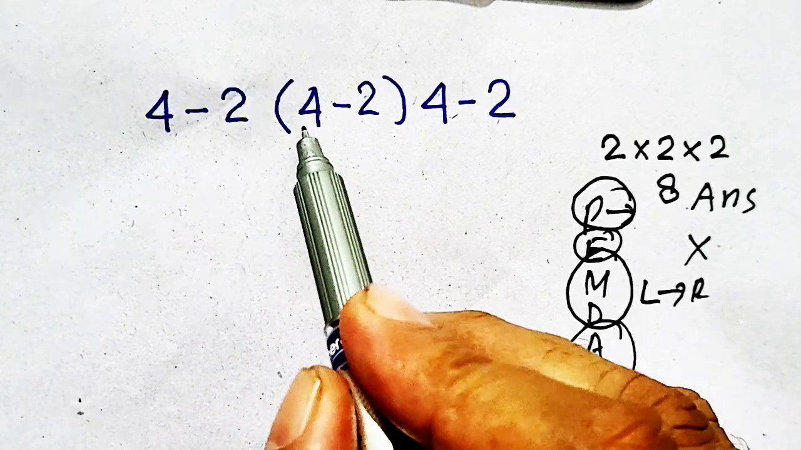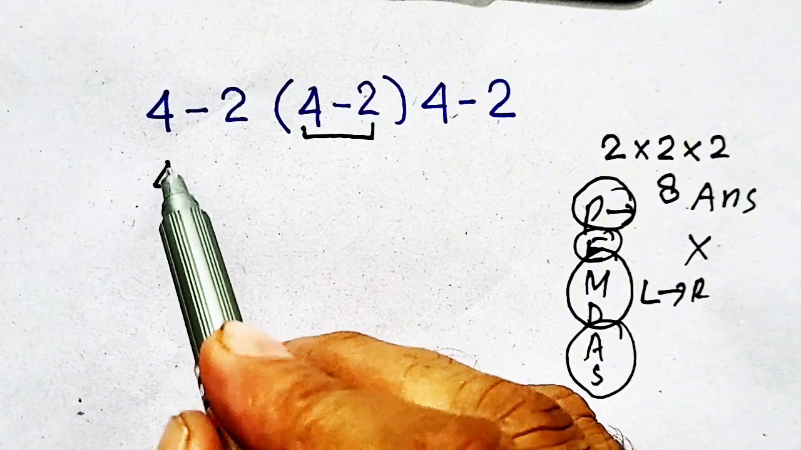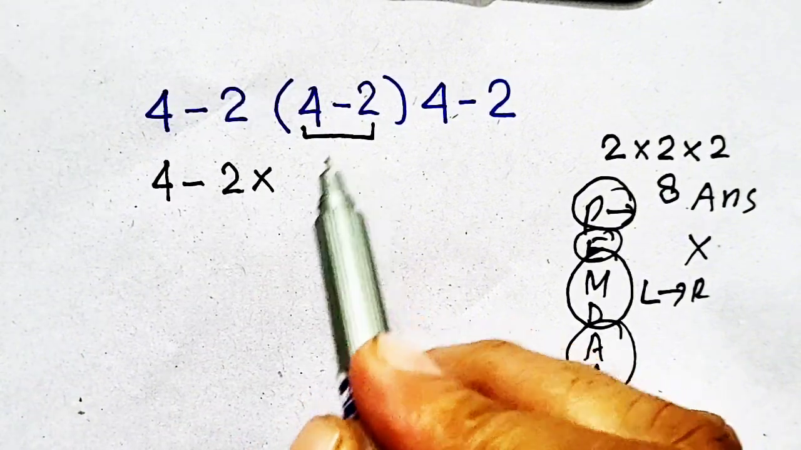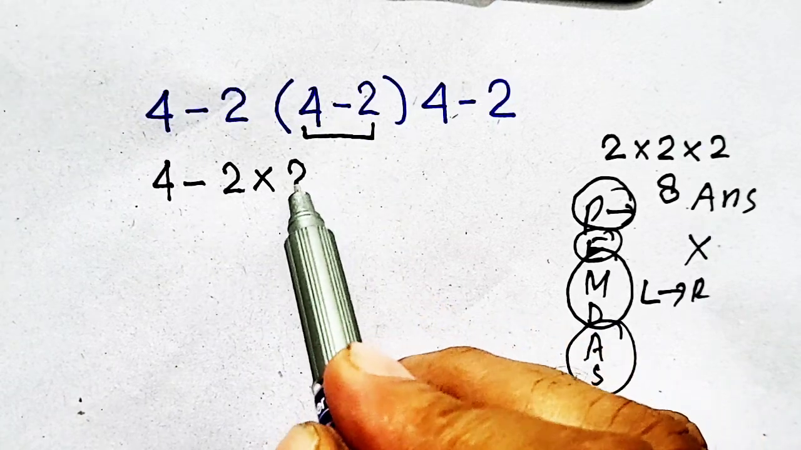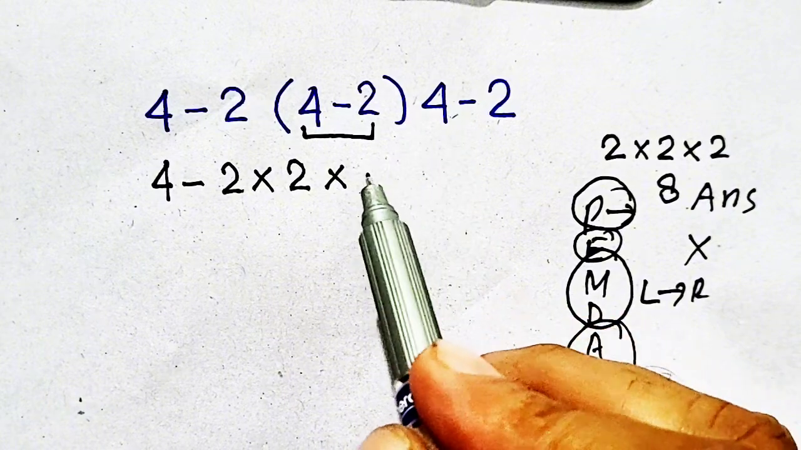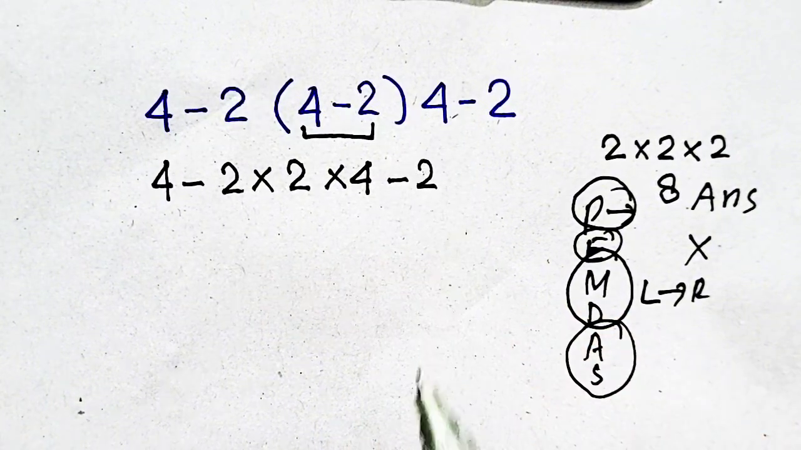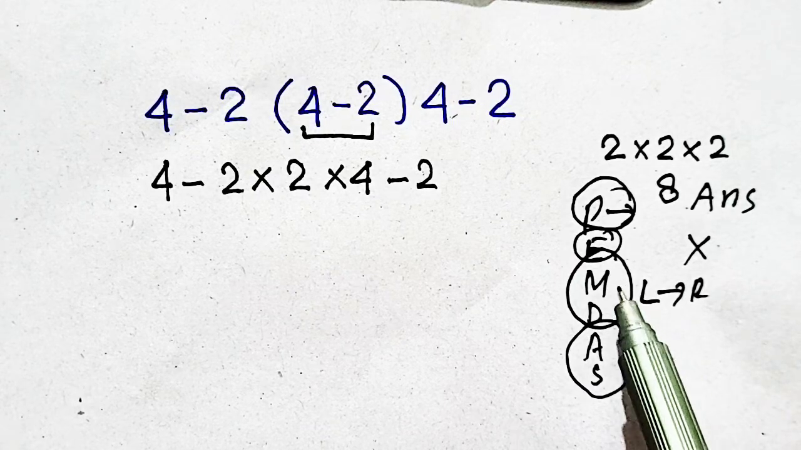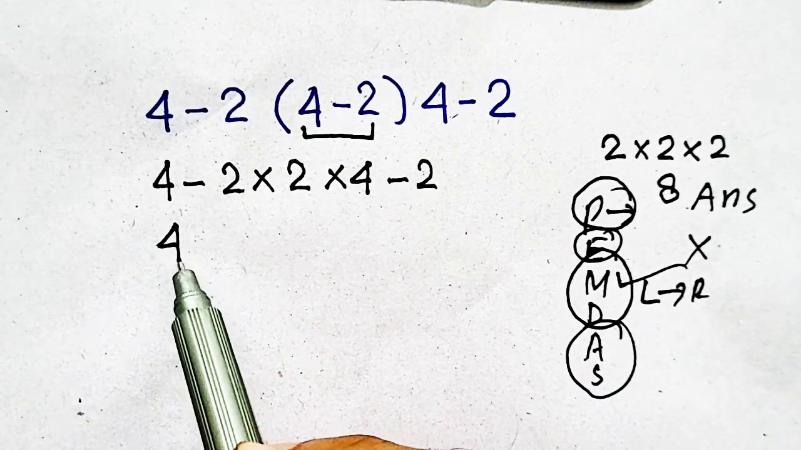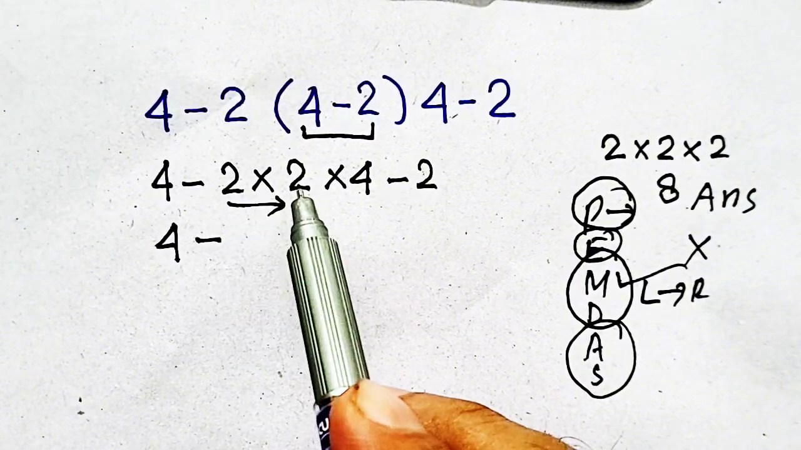So, first of all, we have to solve this parenthesis. 4 minus 2 times 4 minus 2, where the first parenthesis is equal to 2. Here there is no sign, so we have to put a multiplication sign. 4 minus 2. Now according to PEMDAS, we have to multiply. So we will get 4 minus, from left to right, 2 times 2.